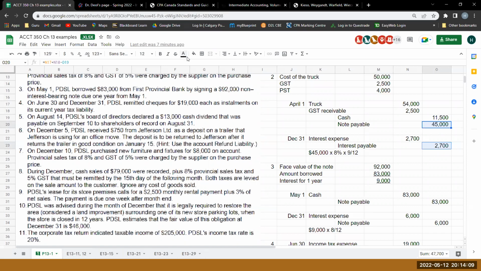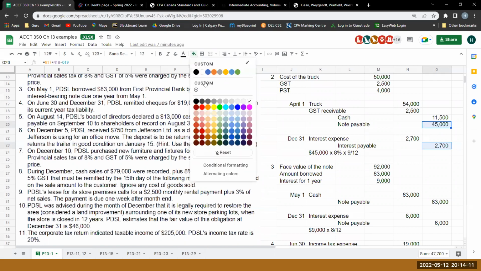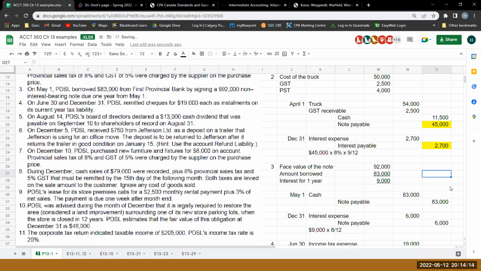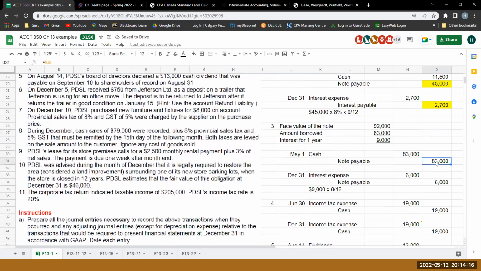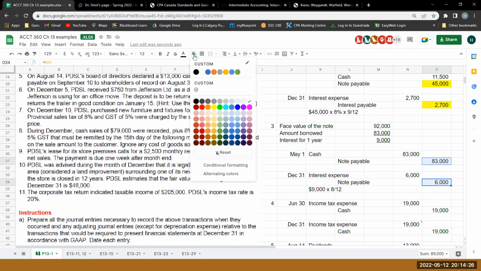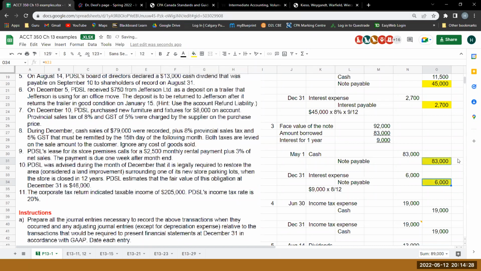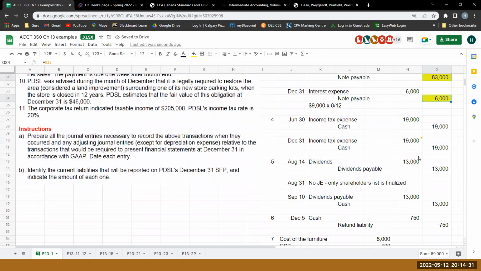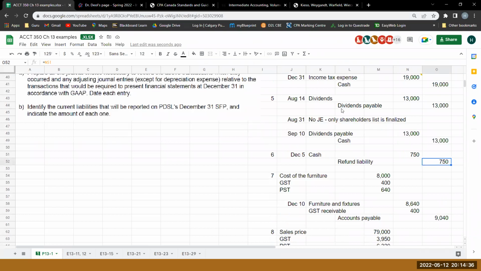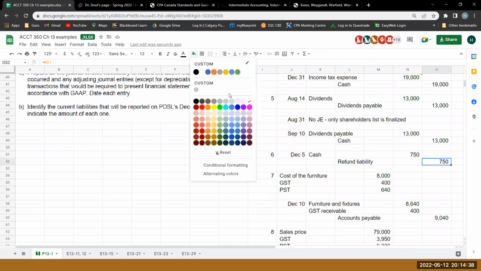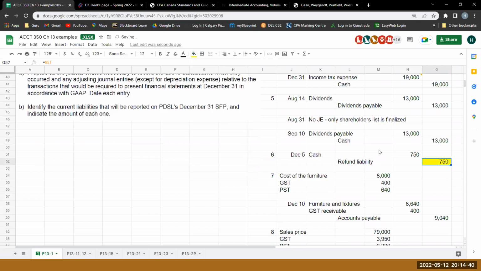Let me just splash some color. That will show up. The note payable of 83,000 plus the $6,000 that we accrued for interest will be reported as a current liability. Dividend has been paid out, so there's nothing remaining. The refund liability will be reported as a current liability, because that'll be taken care of next year.